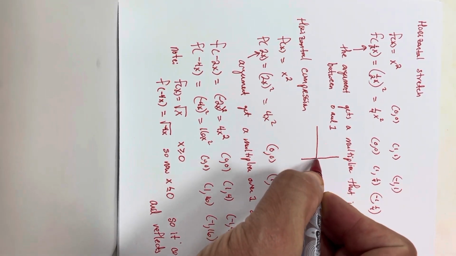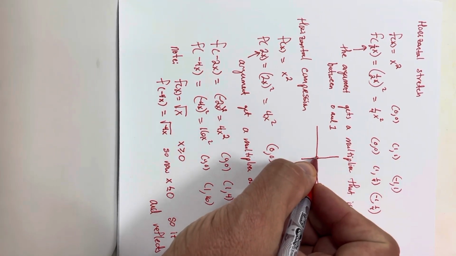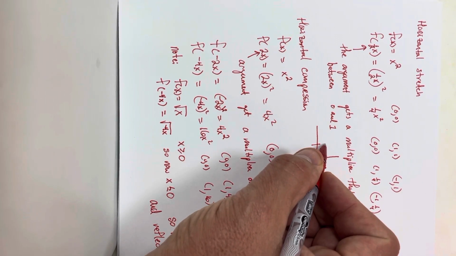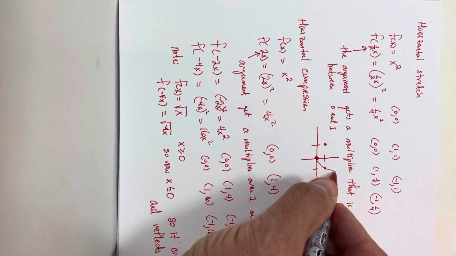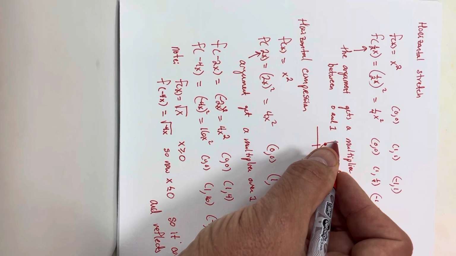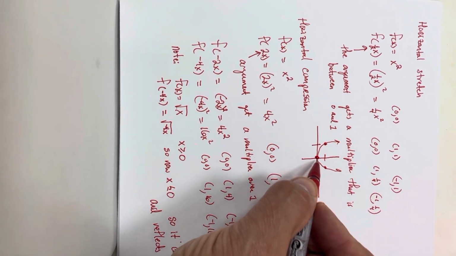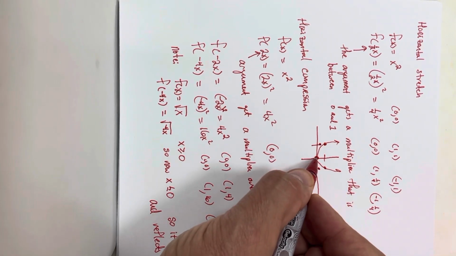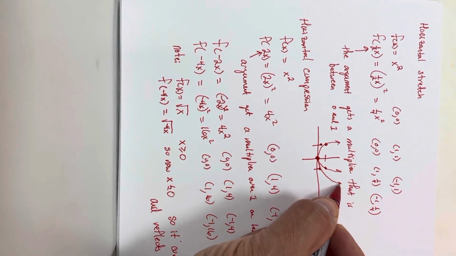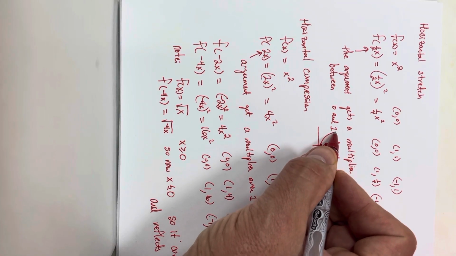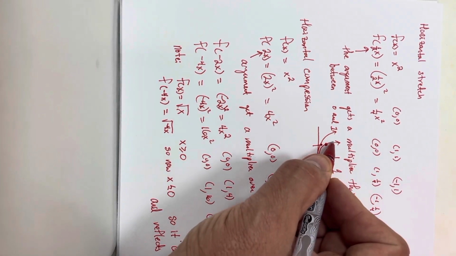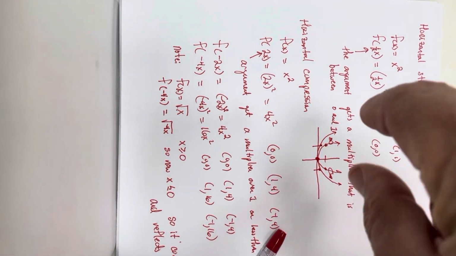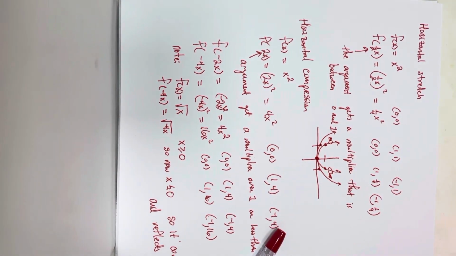So we had (0, 0), we had (1, 1), and we had (-1, 1). And this was our old graph, okay? Well, now it's (0, 0), (1, 1/4), and (-1, 1/4). And so if you visualize a hand right here and a hand right here pulling in that direction and that direction, it's getting horizontally stretched, okay?